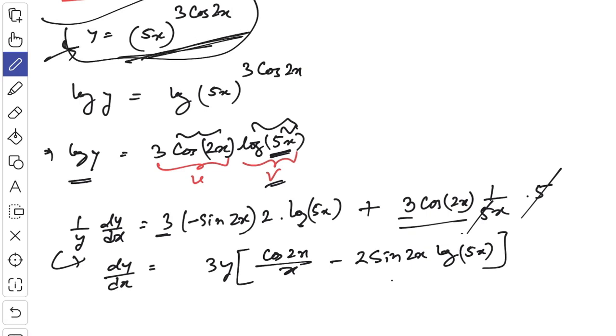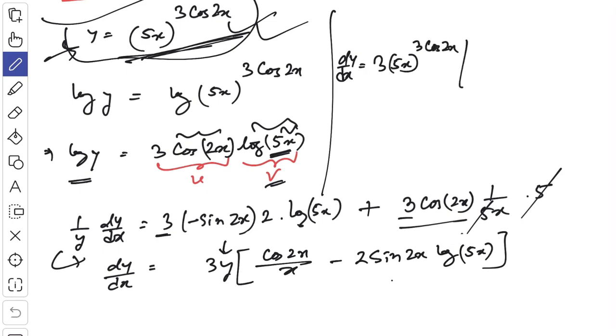If you put this value here, then our result will be dy by dx is equal to 3 y, which is (5x) whole to the power 3 cos 2x, and within the bracket we will get cos of 2x by x, also minus 2 sin 2x log 5x. So this is our result, that's what we have got, this is our answer.